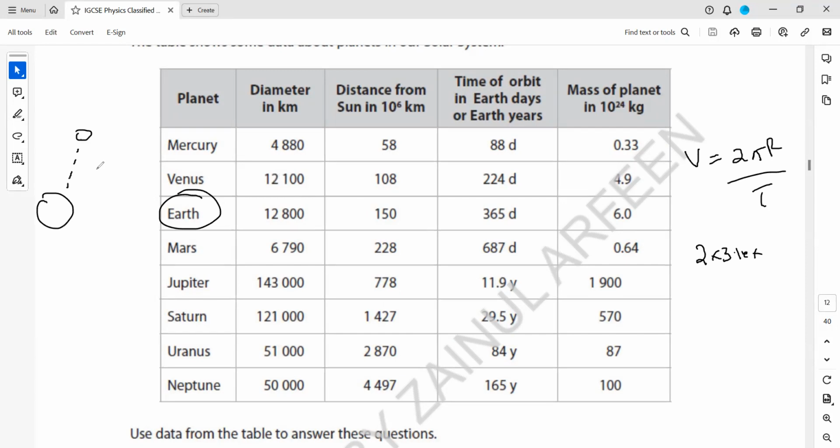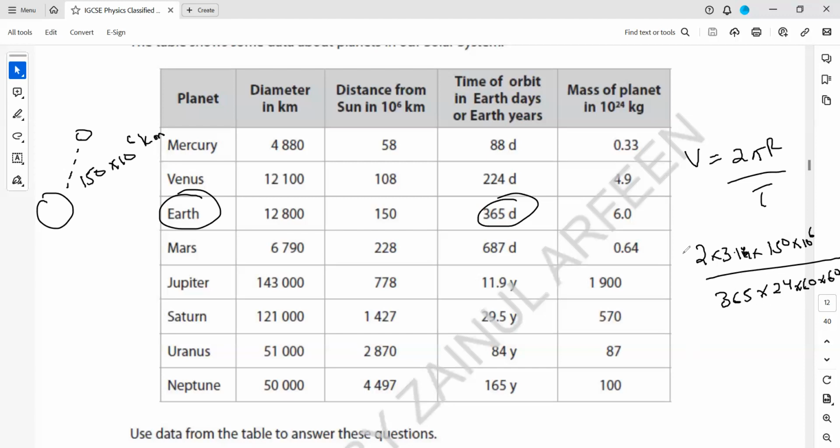That is given as 150 times 10 power 6 kilometers. This is also called one astronomical unit. So this will be 3.14 into 150 into 10 power 6 divided by the time Earth takes. What is the time interval I should take? Because we want orbital speed, the time Earth takes is 365 days, but we need it in seconds. So 365 multiplied by 24 to convert into hours, multiplied by 60 to convert into minutes, multiplied by 60 to convert into seconds.